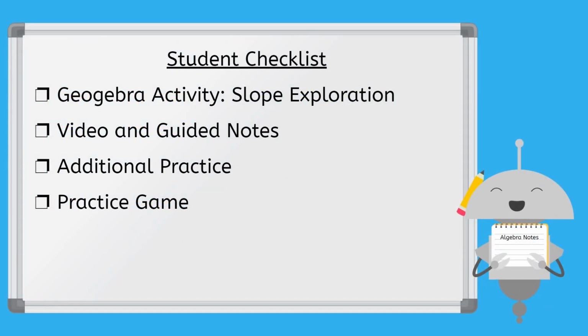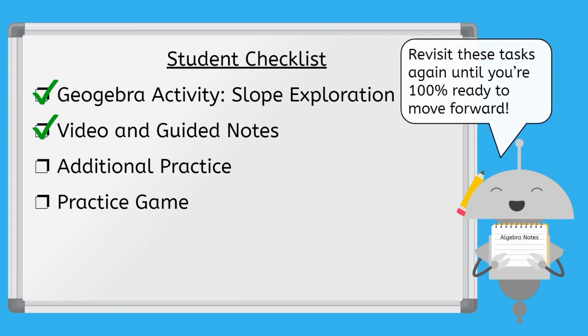Now that you've completed the GeoGebra activity for this lesson, along with the video and guided notes, make sure you do the additional practice in the PDF to verify that you're ready for the online practice game. It's really important that you are 100% confident in your ability to calculate slope, because it's going to be used a lot in this course and in other math courses you'll be taking in the future. So be sure to revisit any of the tasks on this checklist again if you aren't feeling confident.